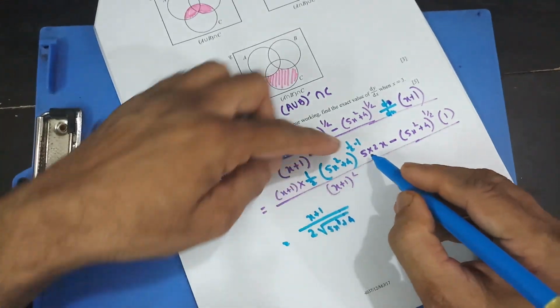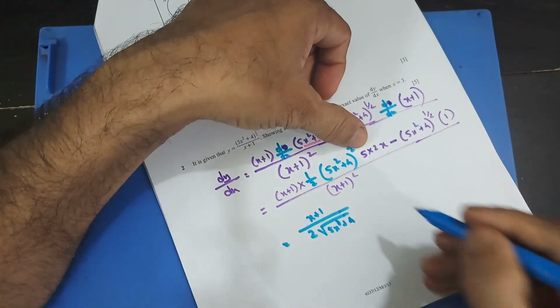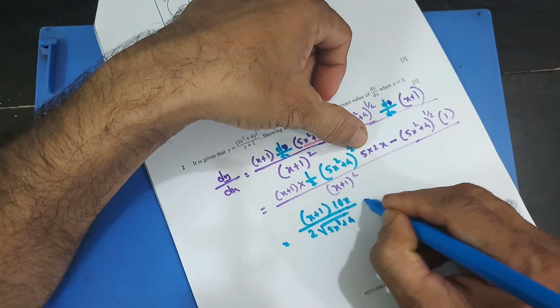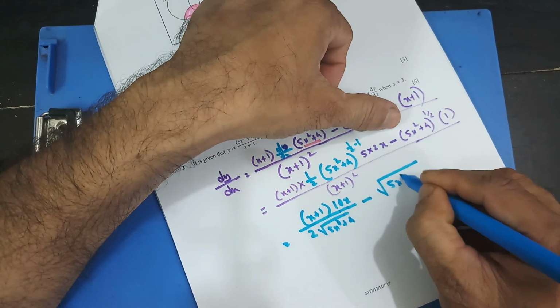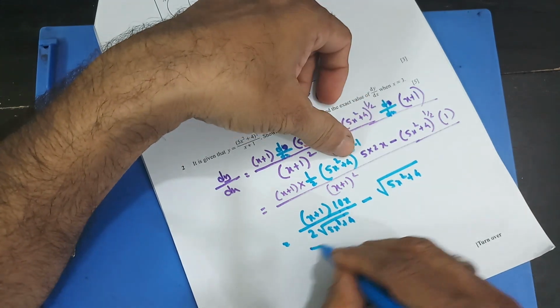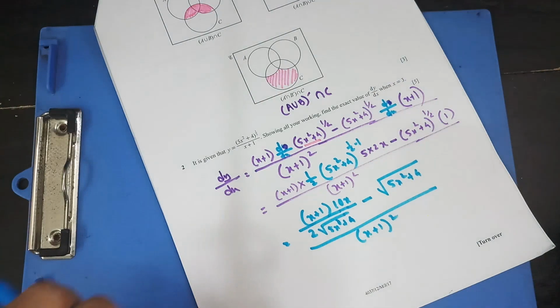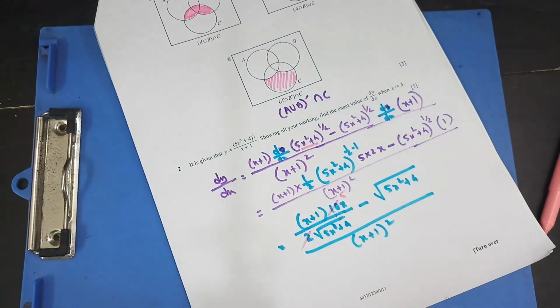Then I have some more: 5 times 2x, so that's going to be 10x, then minus square root of 5x squared plus 4, and don't forget in the denominator I have (x plus 1) whole squared. I can cross this out and write down 5 over here.